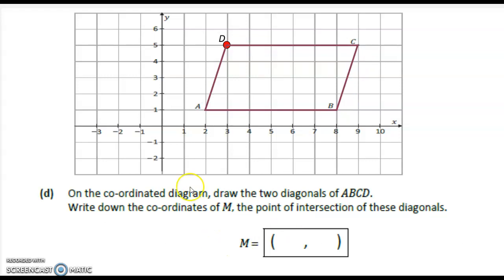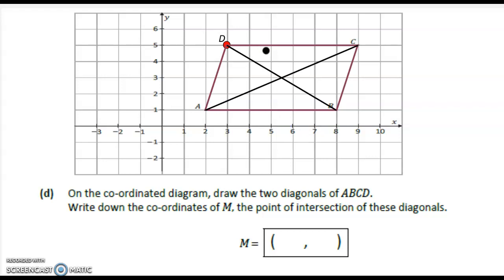Part D, on the coordinate diagram, draw the two diagonals of A, B, C, D, and write down the coordinates of the point M where the diagonals intersect. So a diagonal is basically a line that joins one corner to the opposite corner. So like so. And similarly with the other fella here. So they're the diagonals. So just highlighting them in red there, but now where do they intersect?